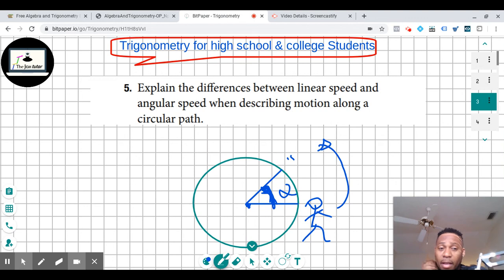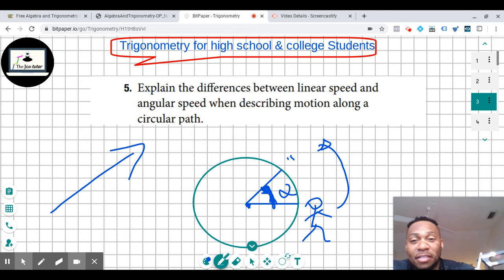So think about when you're thinking about linear, anything that's linear is along a certain path. So that's what I normally think when I think about linear. So when I said along, this could be 5 meters.